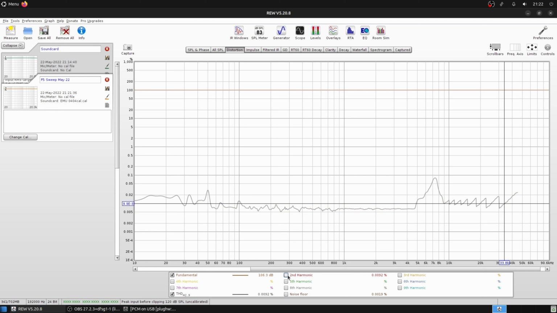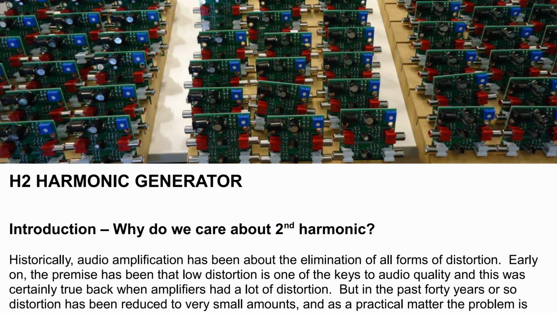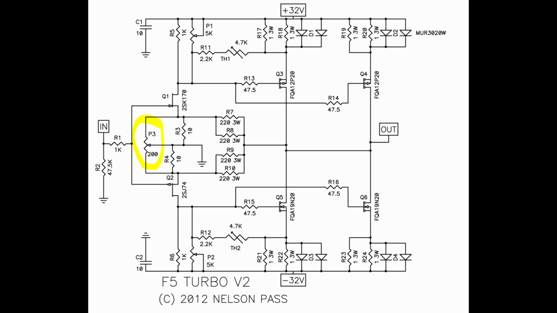And it's interesting because Nelson Pass actually says that second harmonic distortion, if it has the right phase, can be quite pleasant. And if you look at the design for the F5 Turbo, the more powerful successor to the F5 that I've built here, they actually add a potentiometer in to adjust the level of second harmonic. So that could be something interesting to look at in the future.